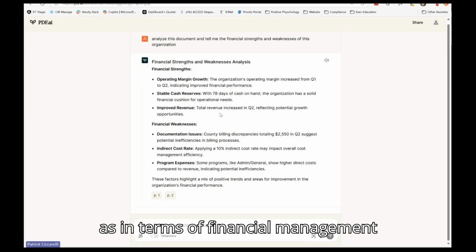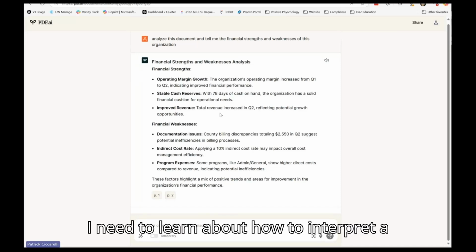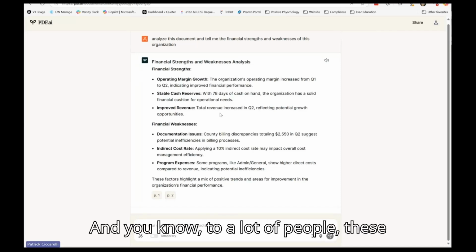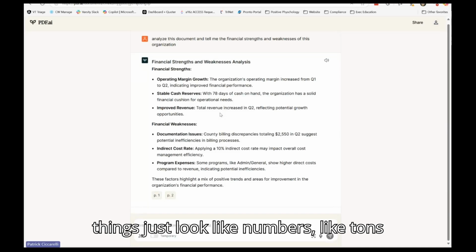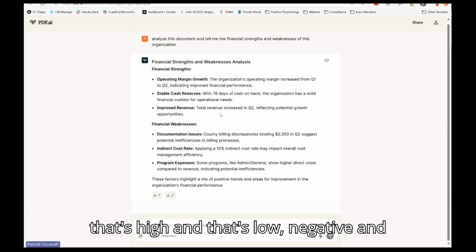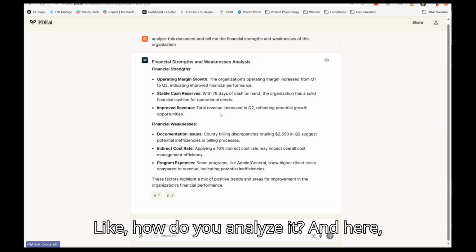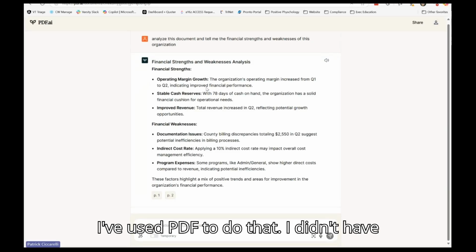There you go. So here it is, really quick. Again, in terms of financial management skills, let's say I have none. And so I need to learn how to interpret a document like this, and I'm looking at it. To a lot of people, these things just look like tons and tons of numbers. Like, what do they mean? I understand the number, that's high and that's low, negative and positive, but what does it mean? How do you analyze it? And here I've used PDF.ai to do that.